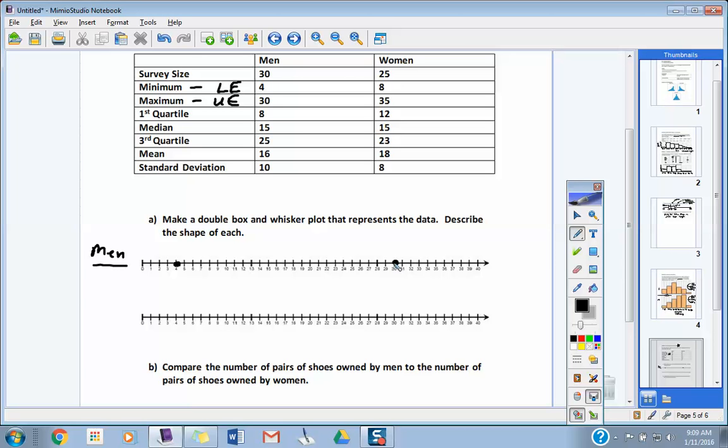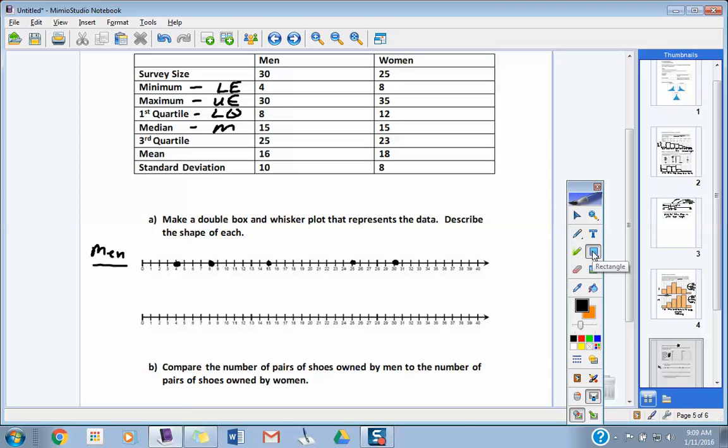Then it said we had a first quartile value of what? 8. So this is your lower quartile, which was 8. Median was what value here? 15. And then finally the third quartile, or the upper quartile, was 25. So I'm going to go ahead and just plot this.